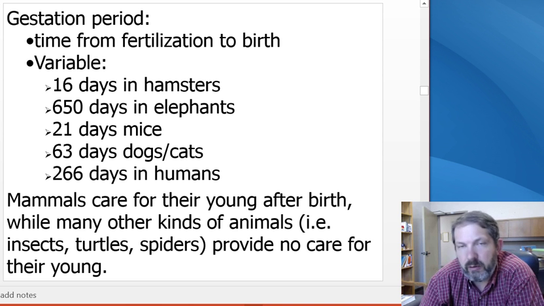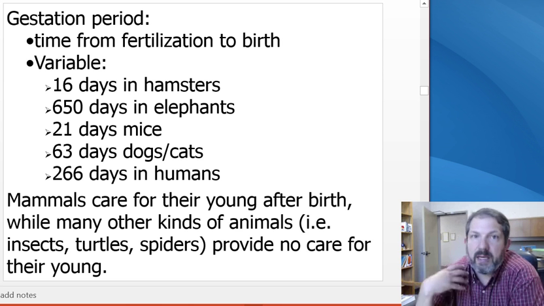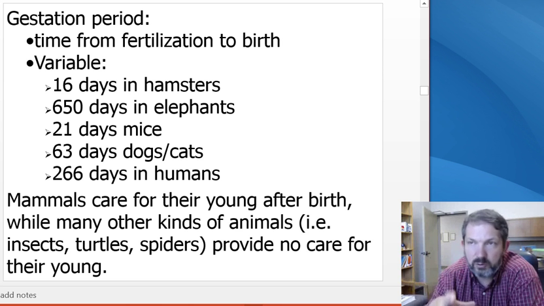A horse comes out and it's got to be able to stand up and walk around and start running pretty quickly. Humans, we're helpless for years, basically. We are the most helpless of mammals for the longest period of time. In other words, we have the highest degree of parental care. Babies won't survive without the parent for the longest time.